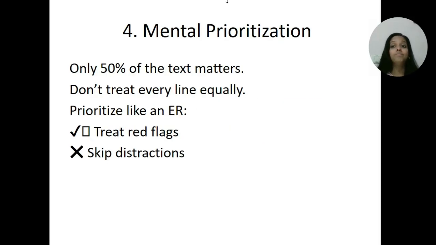The next one is mental prioritization, important versus noise. So 50% of the text is irrelevant for the questions. Try to identify that. Ignore hobbies, lifestyle fluff, extra context. You have to focus on what can affect patient care or treatment decisions. Okay? Think of it like prioritization in the ER. You don't treat every minor cut first, right? You treat what's critical. Same with Part B. Your brain decides what's life-saving information and what's fluff.